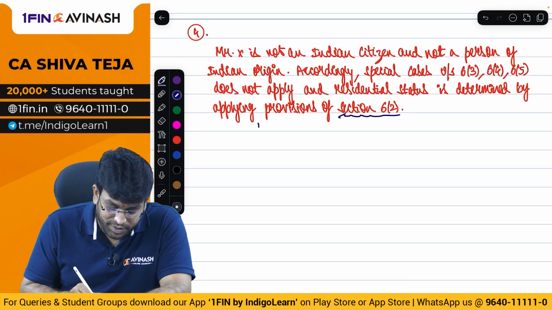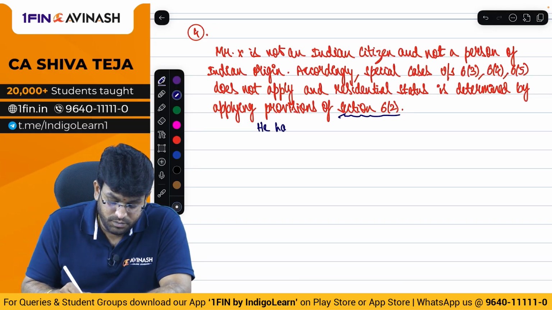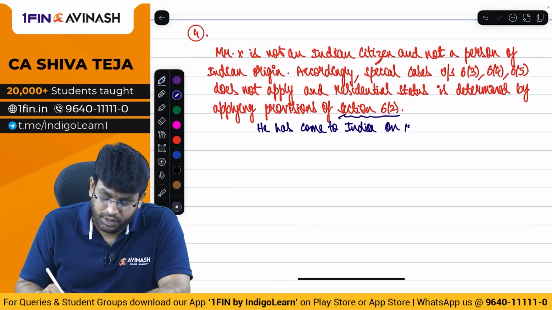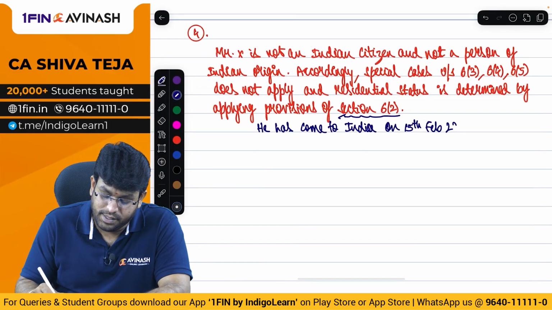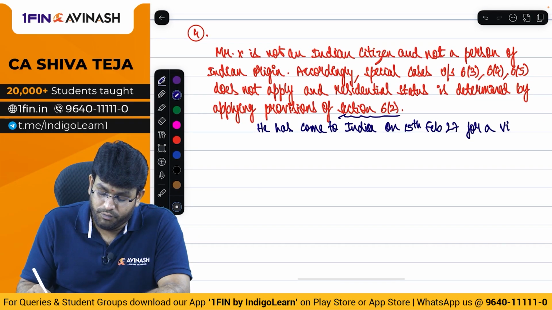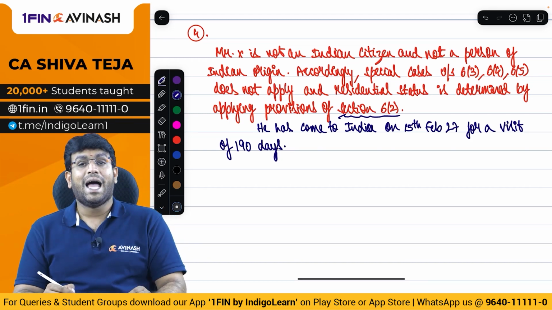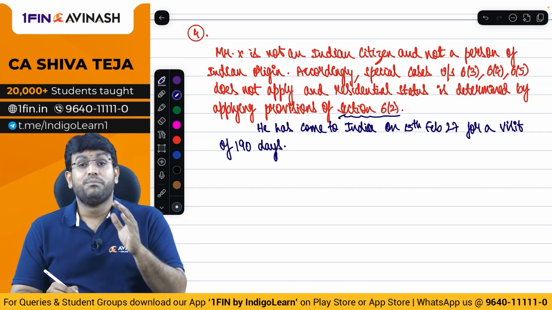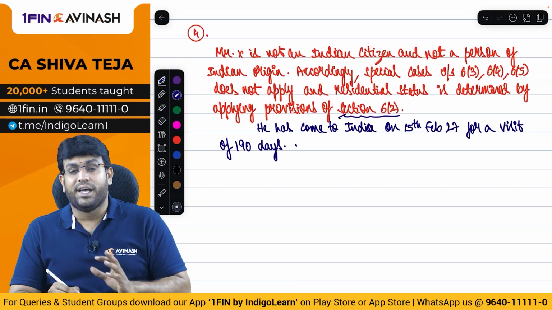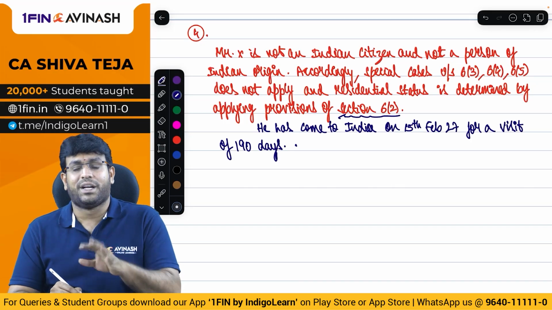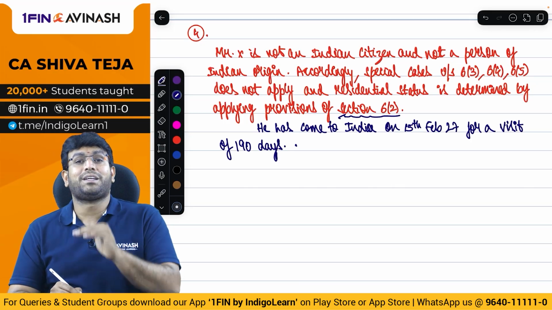Now here, if you observe carefully, he has come to India on 15th February 2027 for a visit of 190 days. Sir, please understand, he might have come for 190 days. I am not denying that fact at all. But the whole point is all about during the tax year, how many days is there?